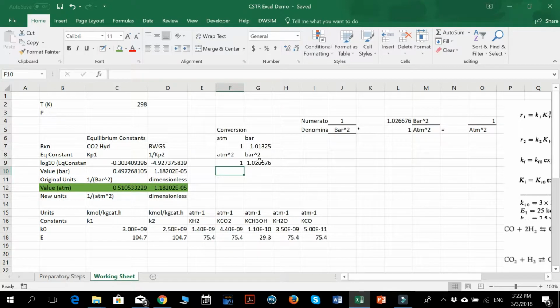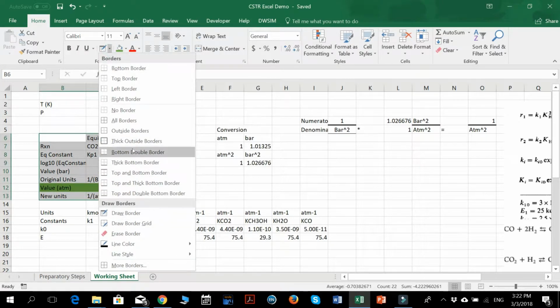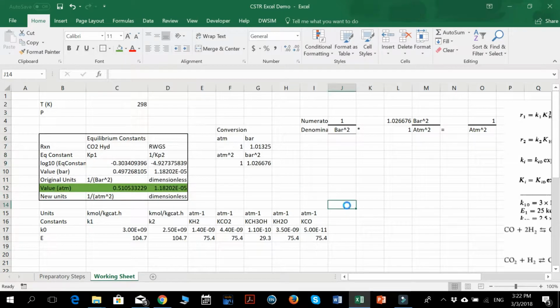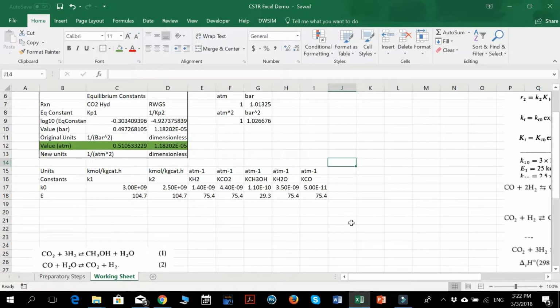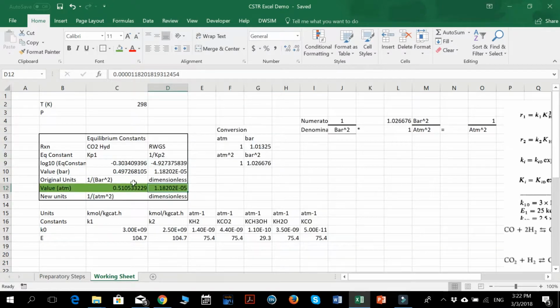Okay, and for neatness sake, I'm just going to box everything up here. Thick outside borders. I like to keep things neat, yeah? So now this is an atmosphere squared. This is an atmospheric unit. And yeah, this is already based on the temperature.